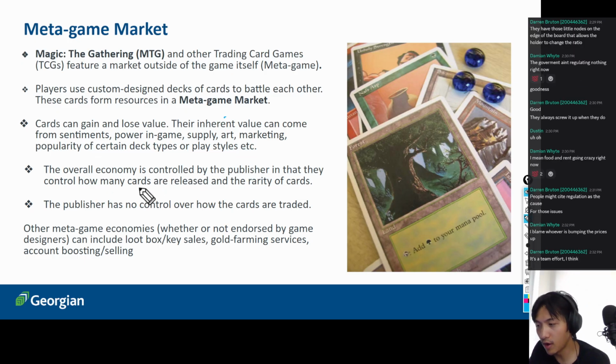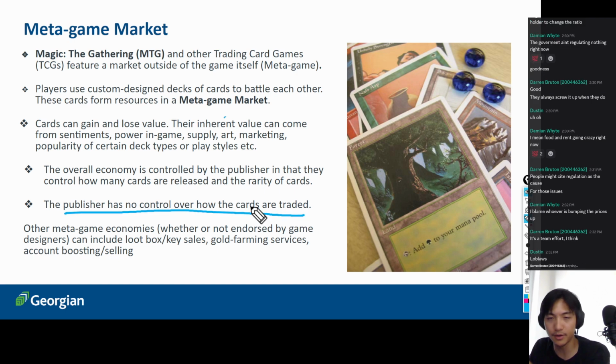Overall, the publisher controls stuff like the supply, which is very important, the rarity of cards based on how many they print and if they reprint and things like that. They don't actually have control over the trading of the cards. That's the players doing that, right? And they don't get any money off the trading of the cards either. They just get money off the initial sale of the cards. The publisher doesn't get any more money by taxing players or something like that. No.